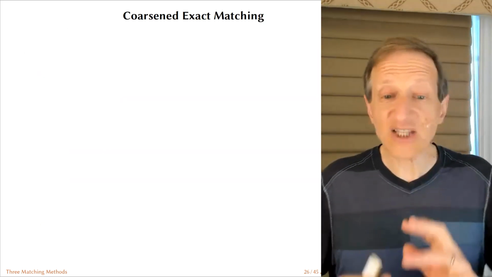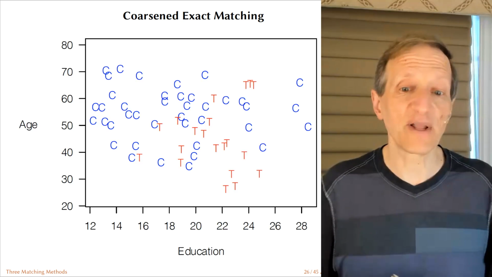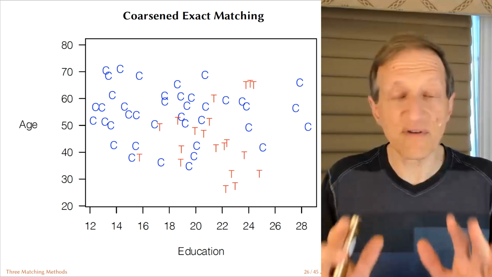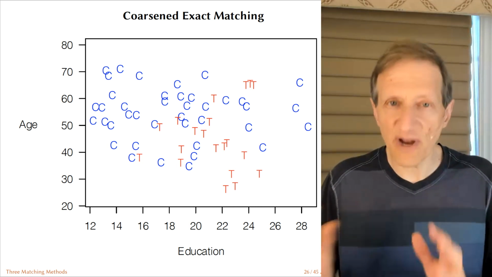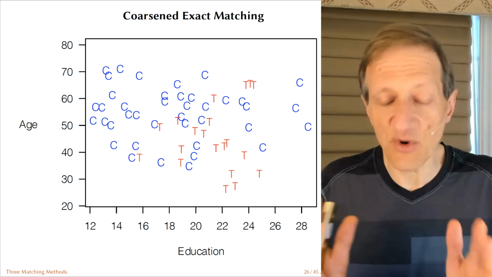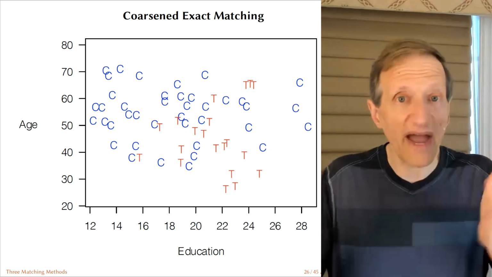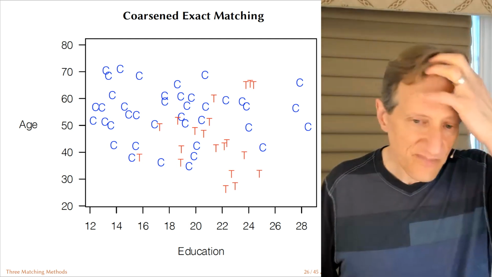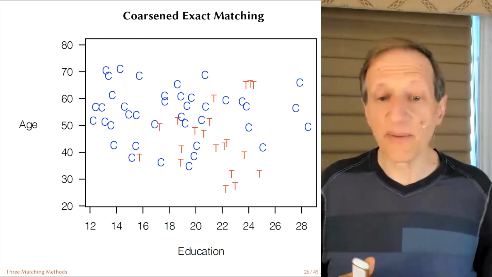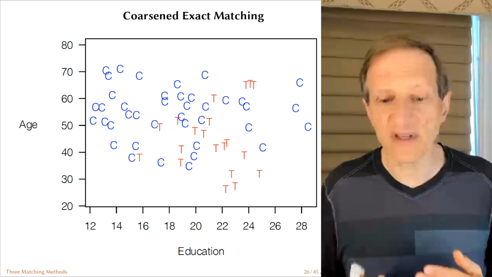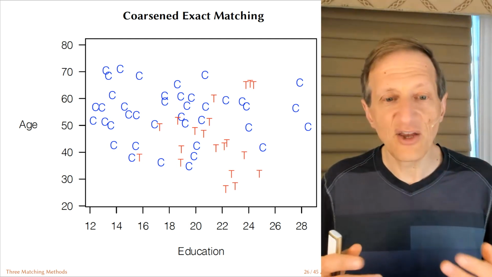Okay, let's look at the same thing, but graphically. So again, education horizontally, age vertically, both of them are pre-treatment covariates that we're going to want to control for, and use matching to reduce the effect of when we get to modeling. So again, we have a bunch of treated units and we have a bunch of control units. Now we have to coarsen these.